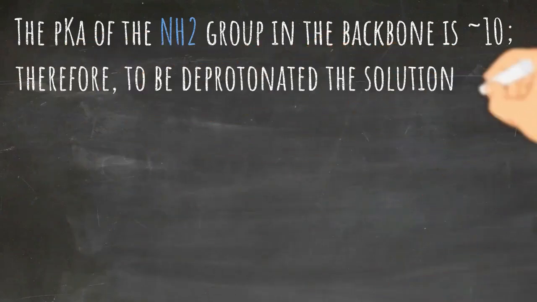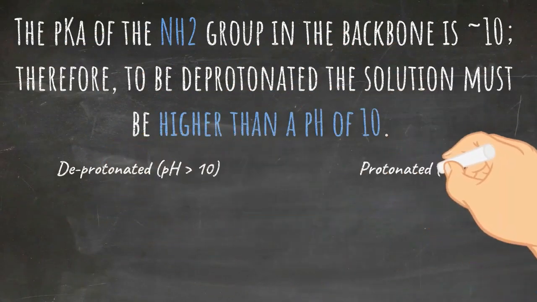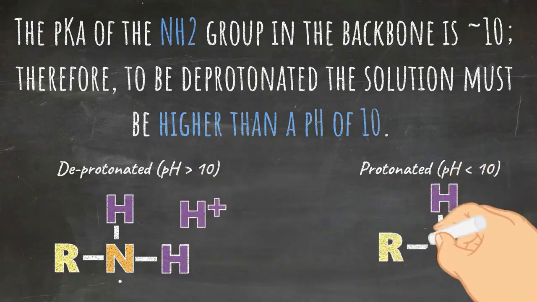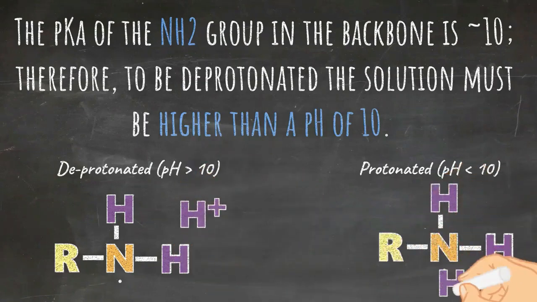The pKa of the amino group in the backbone is around 10. Therefore, to be deprotonated, the solution must be higher than a pH of 10. On the left is a representation of the amino group in its deprotonated form with a neutral charge. On the right, it is in its protonated form with a charge of positive 1.